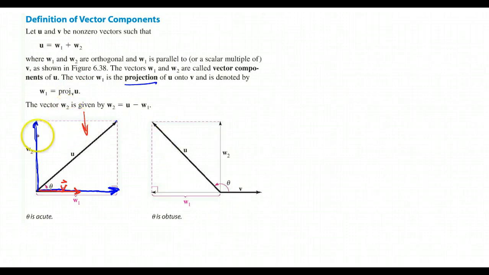And we get vector w2 by just taking vector u and subtracting w1. Because up here, if I subtract w1 from both sides, I get w2 equals vector u minus w1.